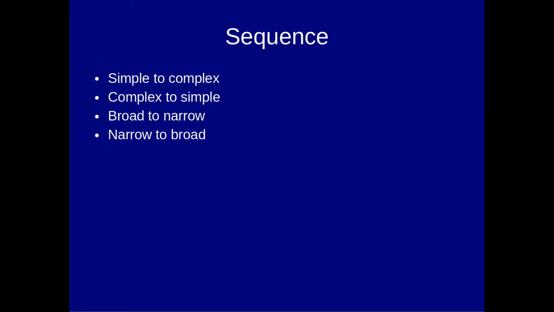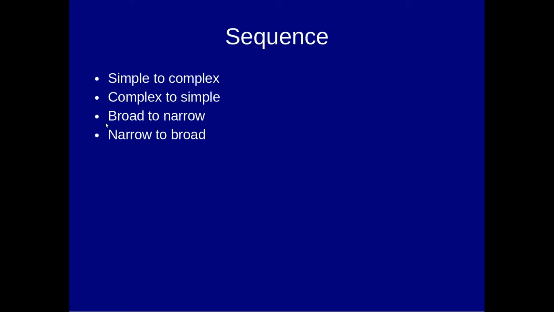Now, the last thing we want to look at in this little short video is the sequence or the order in which you can ask questions. There are many different ways to see this. You can go from simple questions to complex questions, complex to simple, broad to narrow, narrow to broad. And in many ways, simple to complex and broad to narrow, narrow to broad, they're kind of synonyms for each other, but people see things in a slightly different way.